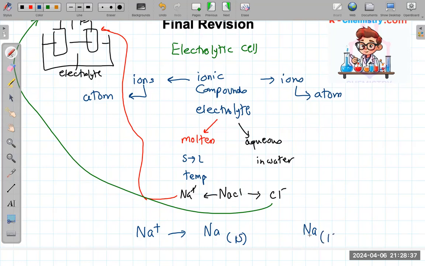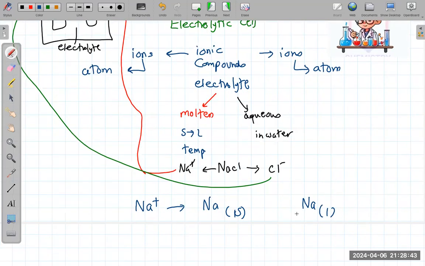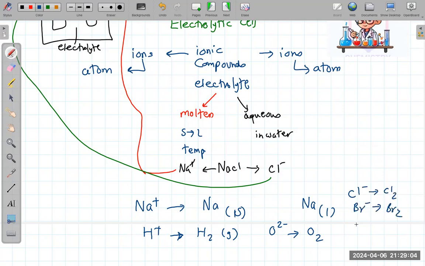And if it's molten, it will be a liquid. So Na changes into a liquid because at the high temperature, it's not solid, it's just liquid. While the other ions like H plus change into H2, which at room temperature is a gas, so it will be gas anyway. The O2 minus, the oxide ions, change and become O2, and the Cl minus changes into Cl2, Br minus changes into Br2, and I minus changes into I2.